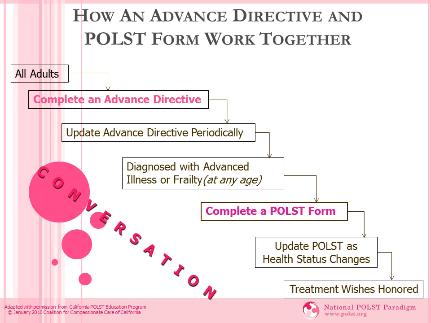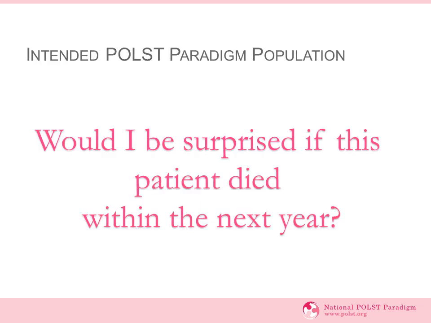Having a surrogate identified is critical because surrogates have the ability in most states to change a POLST form if necessary. But it is only later when a POLST form should be considered, again, when somebody is seriously ill or frail. The question, would I be surprised if this patient died within the next year, is the framework that was developed in the early 1990s and has been shown to be effective for helping clinicians predict which patients with cancer were nearing the end of life. And this is the language that we use for determining if POLST is appropriate for a patient.